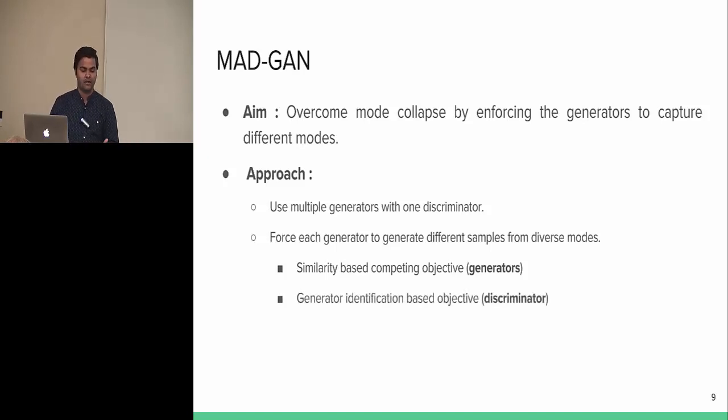The other objective that they have defined is called the generator identification based objective, where they have not changed the generator part, but the change is in the discriminator. The discriminator not only should distinguish whether it's a real image or a fake image, it should also identify the generator which generated the specific image.